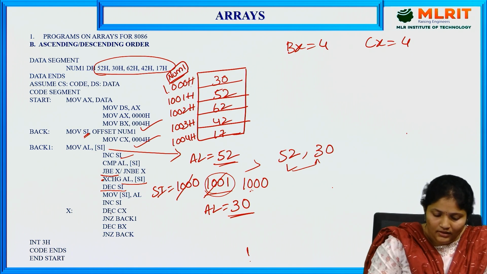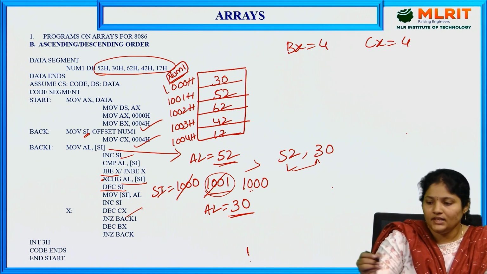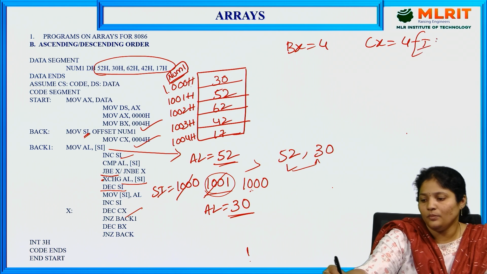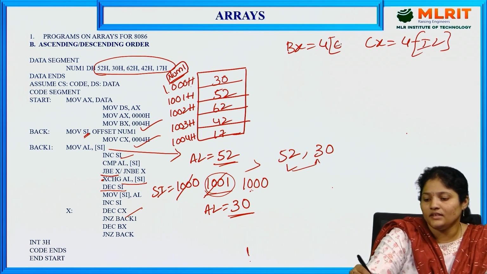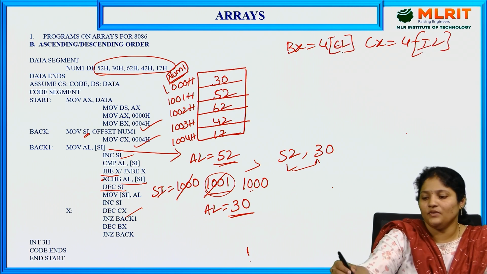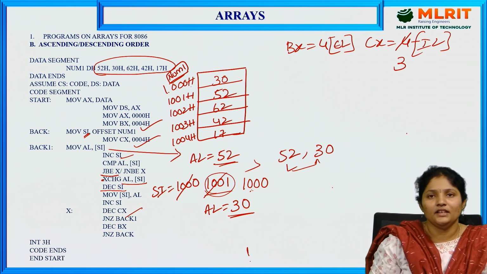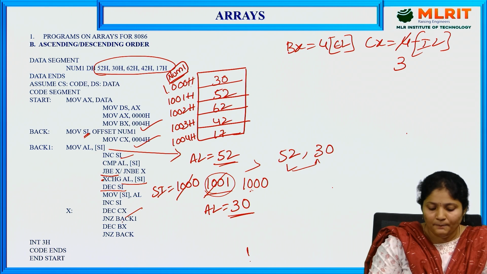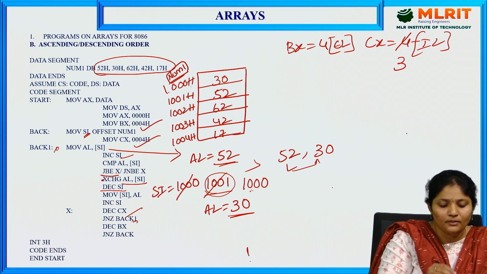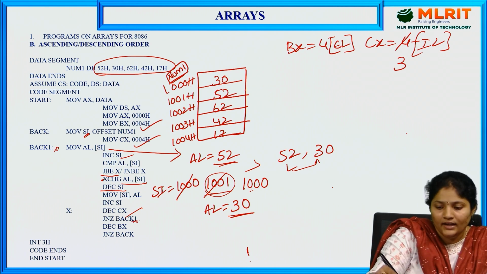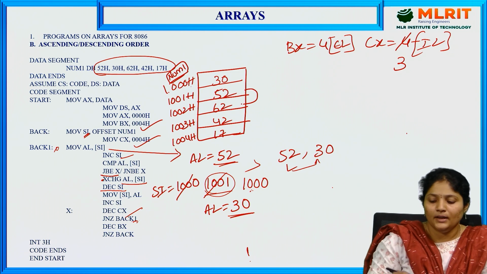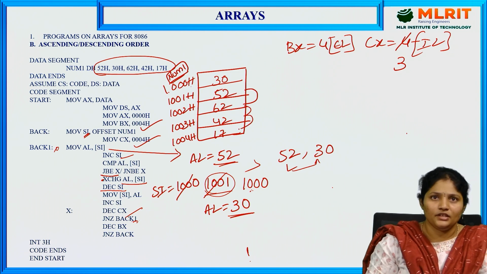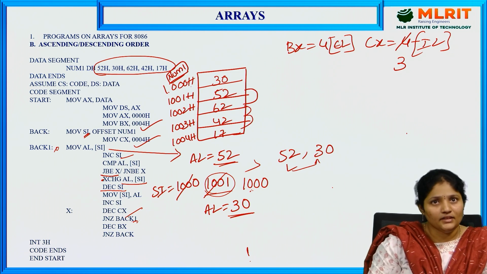Next, decrement CX. CX is the internal loop and here BX is the external loop. Now CX will be decremented and it gets 3, so it is not 0. Again the internal loop will be executed. See, jump if not zero, back. Again, so the second number will be compared to the third number and the loop will be executed like this. This is the second time.